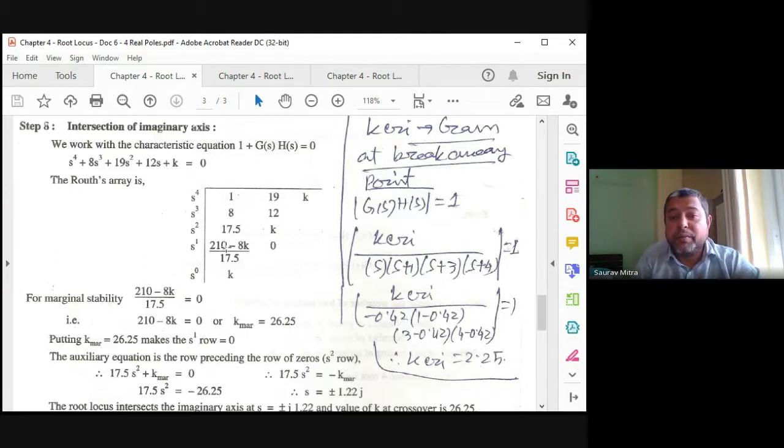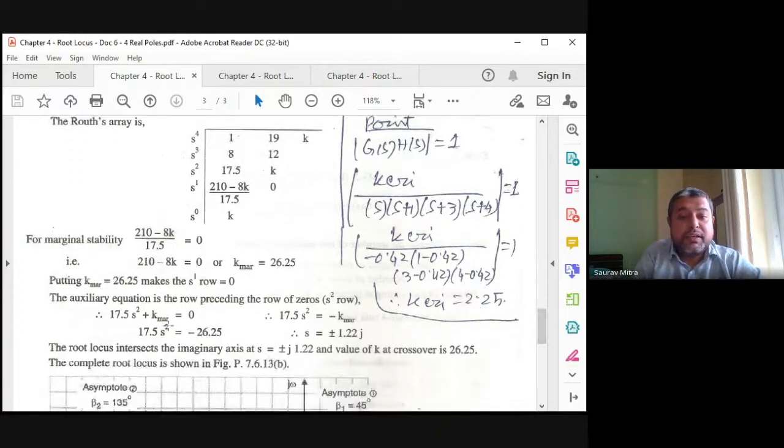Second thing, how to find omega marginal. You substitute this value of k, 26.25, in the above equation. The above equation is 17.5 s square plus k. So 17.5 s square plus k marginal is equal to 0. That means 17.5 s square is equal to minus k marginal, that means minus 26.25.